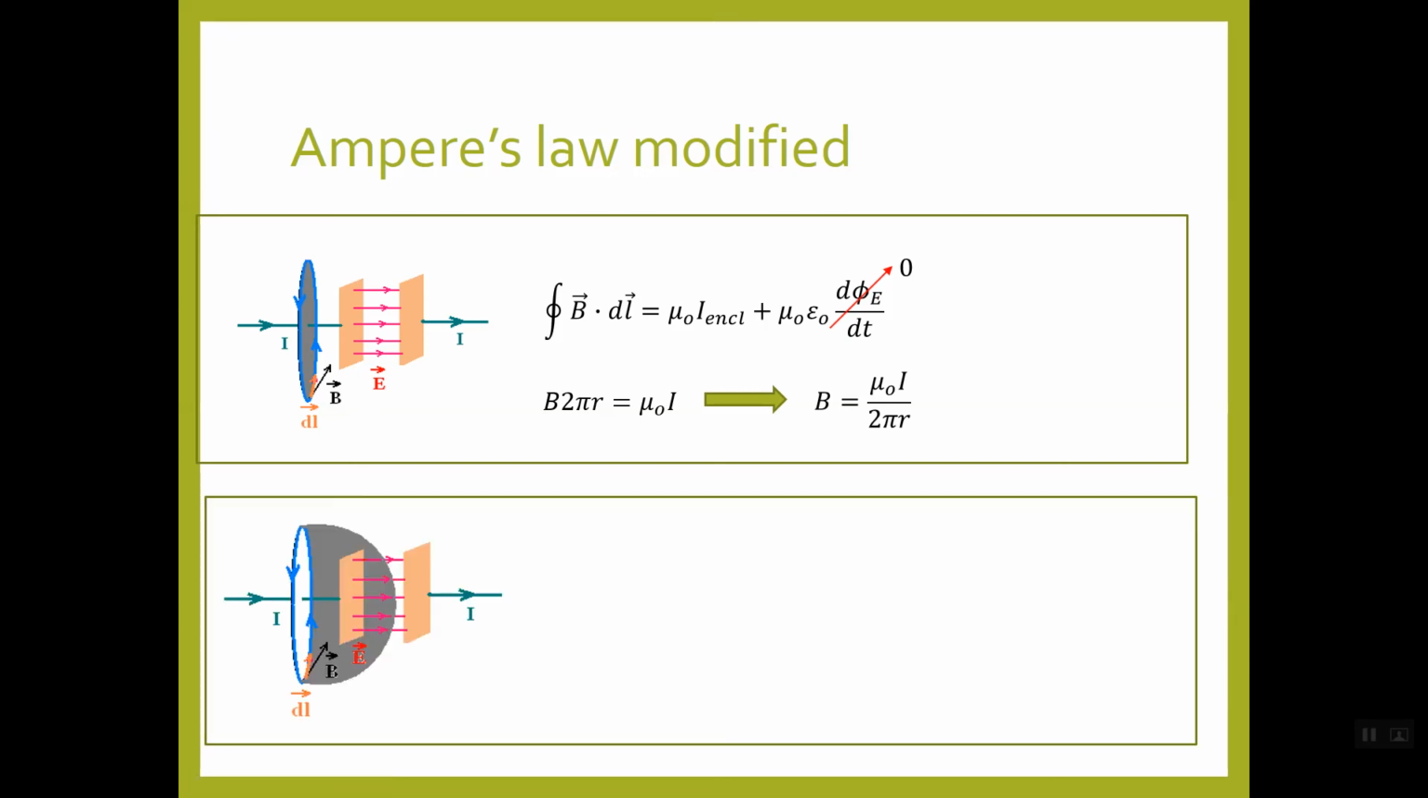Now for the second surface, same Amperian loop, but this bulged out surface. In this case, there's no current going through the surface, so the first term goes to 0, but there is definitely a changing electric flux going through the surface. So we get B 2 pi r equals mu naught epsilon naught d EA dt.